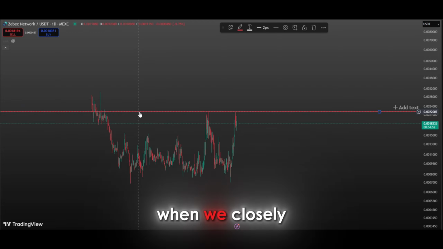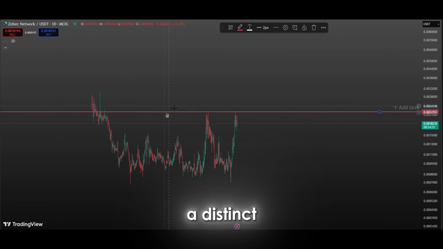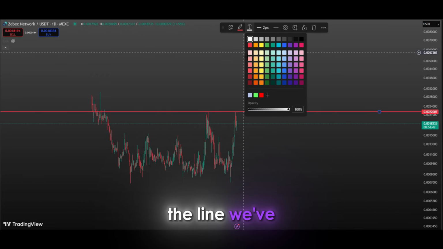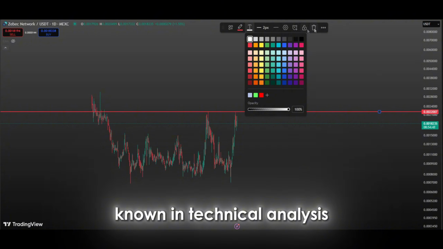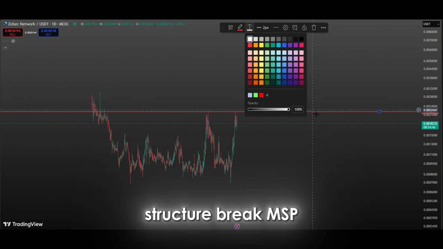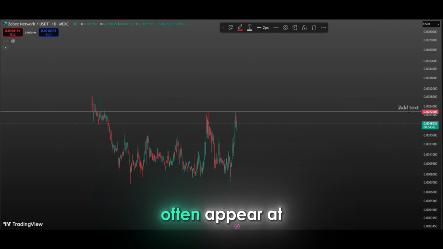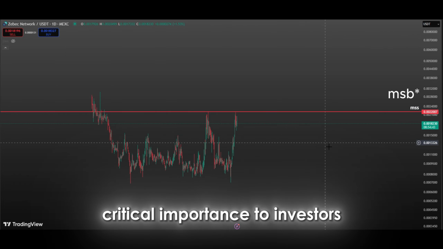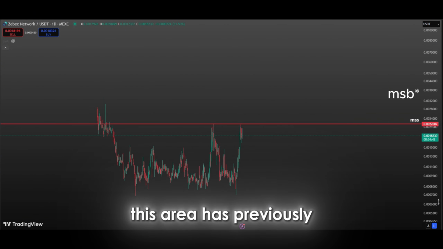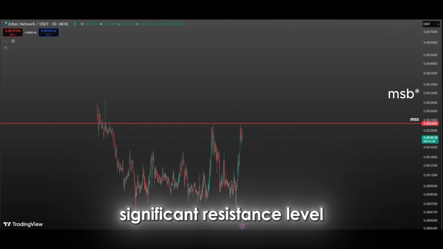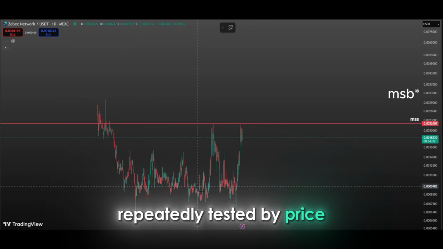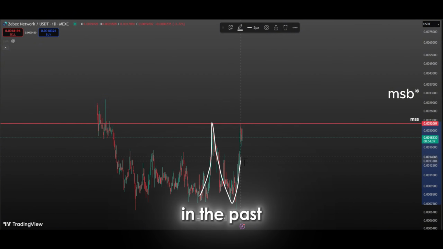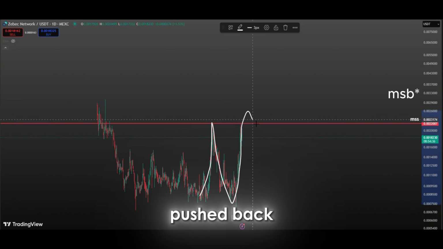Stay tuned. When we closely examine the chart, it's clear that a distinct structural shift zone has formed at the recent top level of the price action. The line we've drawn in this area represents what is known in technical analysis as a market structure break, MSB. These levels often appear at points where the probability of a trend reversal increases and are of critical importance to investors. The fact that this area has previously acted as a significant resistance level, repeatedly tested by price, further emphasizes its importance. Each time price approached this level in the past, it encountered selling pressure and was pushed back.